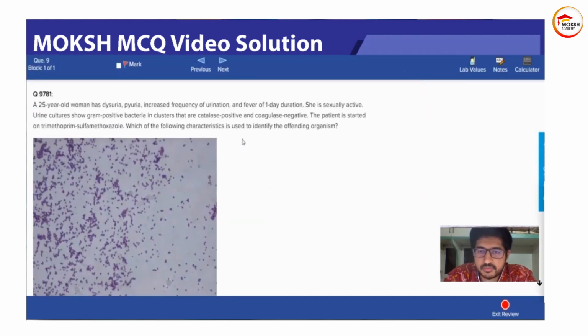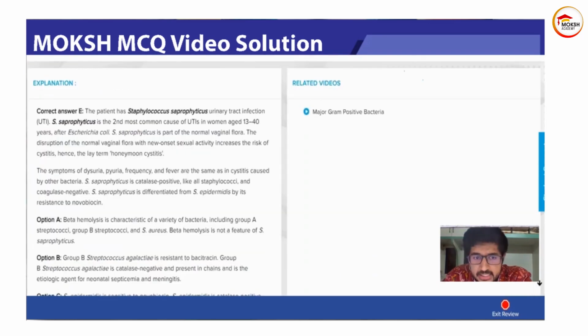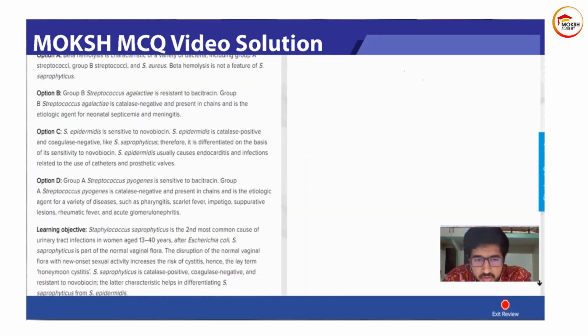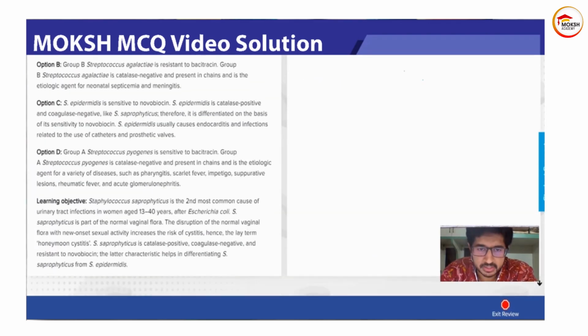Yes, it is a cause of cystitis in sexually active women. It is a common cause of cystitis. But what is the most common cause of urinary tract infections? Most common microorganism: E. coli is the most common cause. So it's written over here in the learning objective.